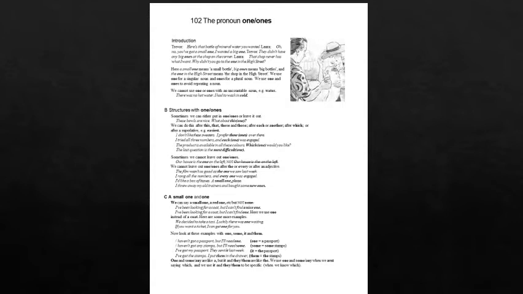So let's discuss the structure that is used with the pronoun one or ones. Sometimes we can either put in one or ones or leave it out. "These bowls are nice. What about this one?" So I already told you about this, that, these and those: this and these are used to refer to the object or objects that are closer to you, and that and those are used to refer to the objects that are farther from you.